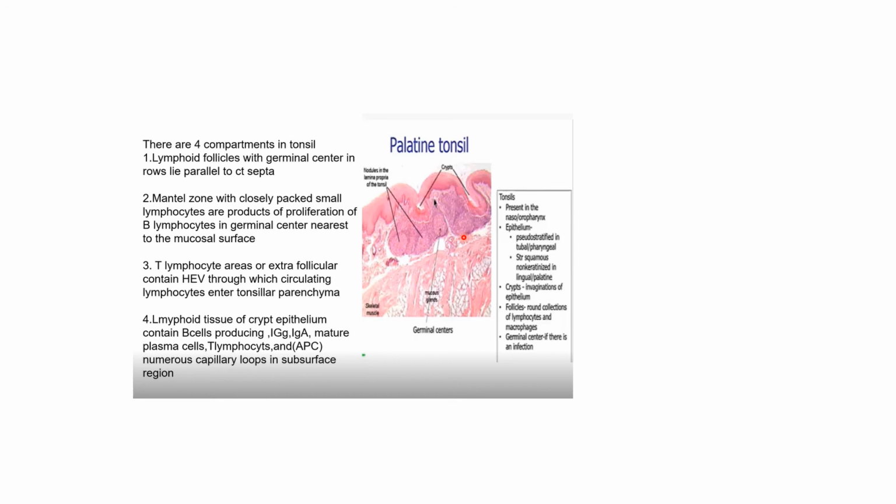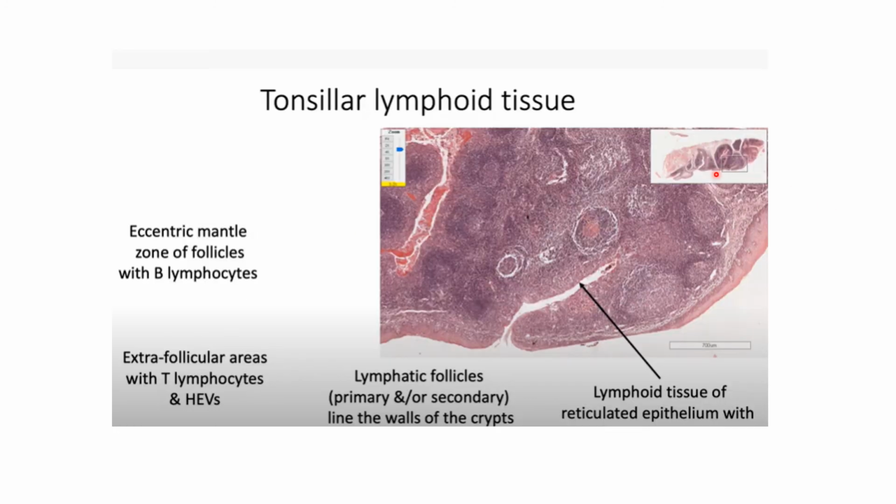The tonsil is lined with a thin capsule. This is the muscle from the palatoglossal or the palatopharyngeal arch. So, what I'm trying to say is, eccentrically placed is the mantle zone with B lymphocytes, then extrafollicular lymphocytes with T lymphocytes associated with high endothelial venules, and lymphatic follicles lie in the walls of the crypts.